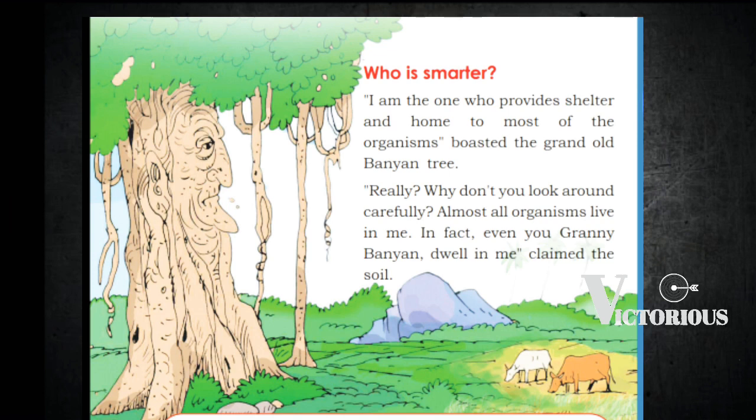So, the banyan tree is a living thing, right? But soil is not a living thing. But you see, both of them have a relation, right? So living thing and non-living thing, there is a relation. We can say something about that. So now I want to invite you to the task. Look at the board.